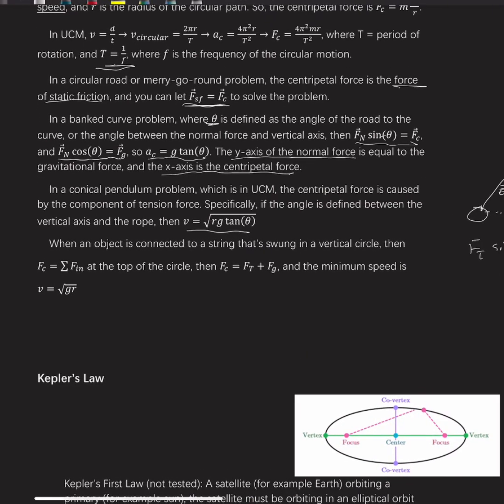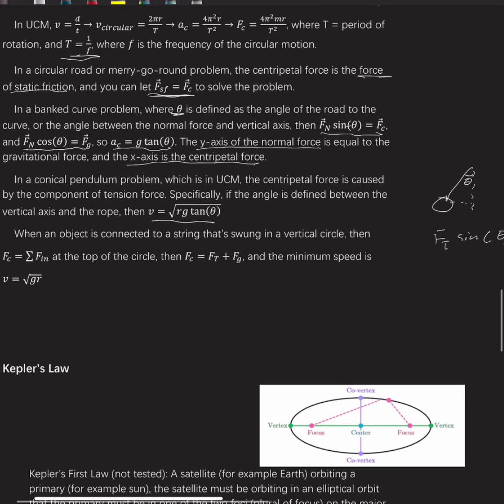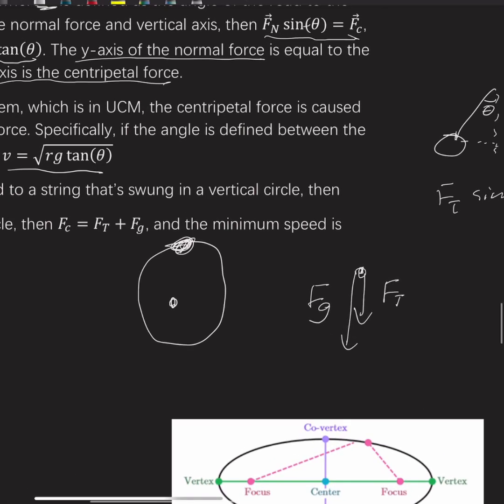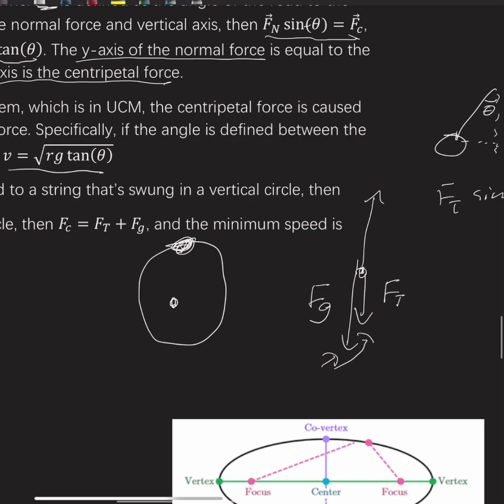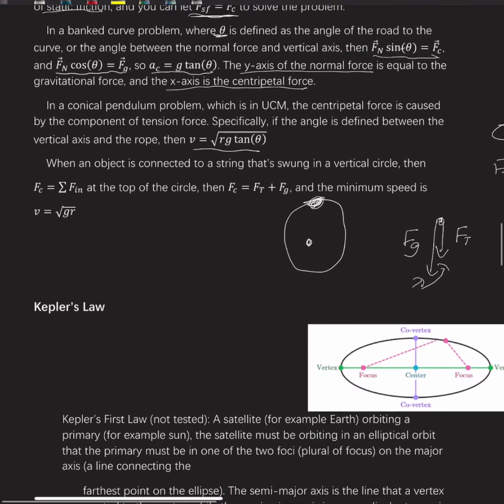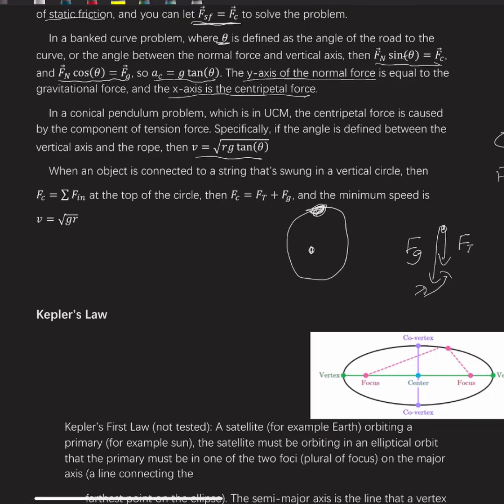When the object is connected to a string and swung in a vertical circle, which means it's swung like this, at the top here, you can draw the free body diagram. You've got a force of tension and force of gravity. Make sure that if they're in the same direction, you draw them with some space in between. Even if they're in opposite directions to each other, make sure there's some space in between to better distinguish which forces are there. And the minimum speed is v equal to square root of g r.